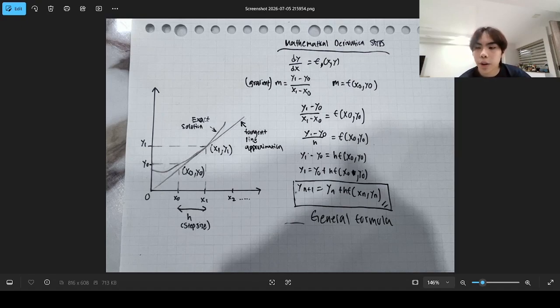The Euler method is a numerical procedure used to approximate solutions for initial value problems. Before we solve our specific equation, let's look at how the general formula is derived. Let's look at my graph here, and this is the solution curve.